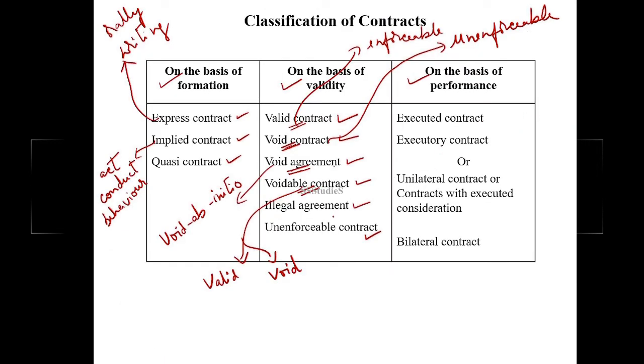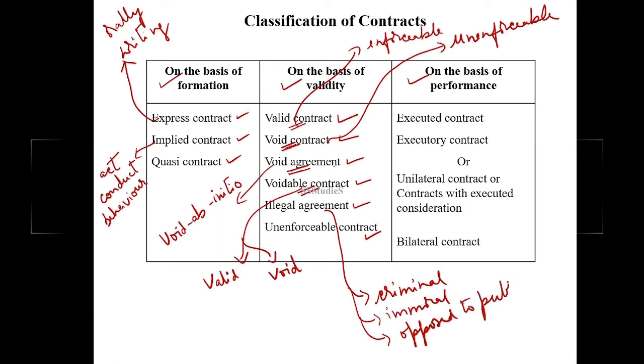Such types of contracts are called voidable contracts. Next, coming to illegal agreements. Illegal agreements are those agreements which go against the law. In case it is criminal in nature, in case it is immoral in nature, or in case it is opposed to some public policy, in such cases, we call the agreement an illegal agreement.